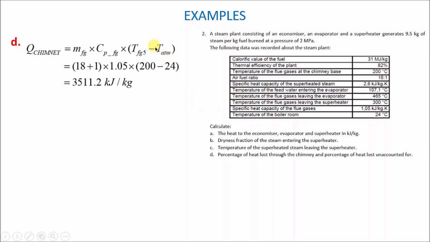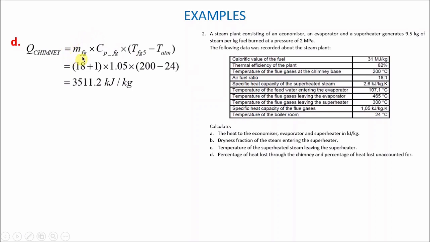And then the temperature out of the chimney, the chimney is releasing the flue gases into the atmosphere. So the temperature out of the chimney is the atmospheric temperature, which is given to you as 24 degrees. I said sometimes they may refer to it also as the boiler room temperature, okay? It's fine, it's 24 degrees. And so you plug in those numbers, okay?